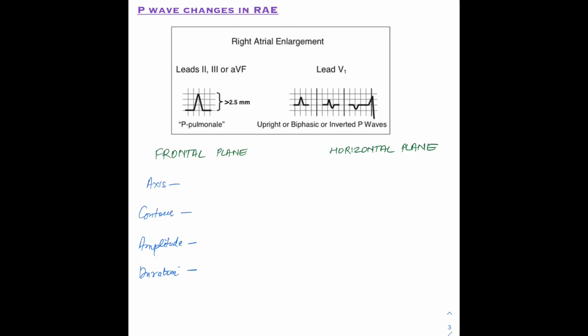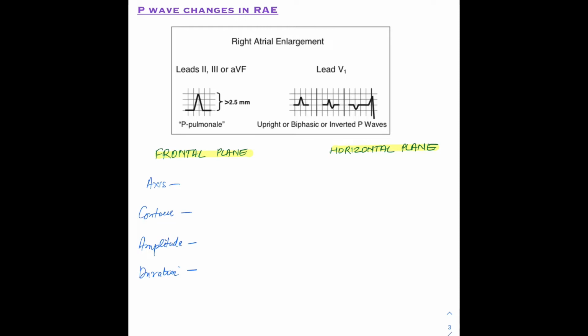Now that we have done the normal morphology of the P wave and how the wave looks in the frontal plane as well as in the horizontal plane, we will now be discussing what happens to the P wave in case of right atrial enlargement. After this, we will be looking at what happens to the P wave in case of left atrial enlargement. Just like we did the normal P wave in the frontal plane and the horizontal plane, we will be discussing the changes that happen in the frontal plane and the horizontal plane.